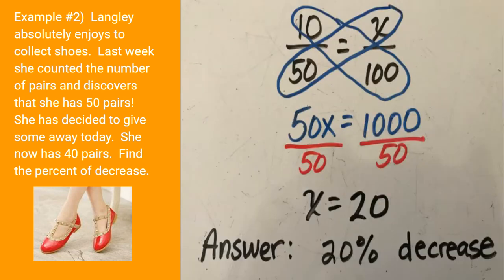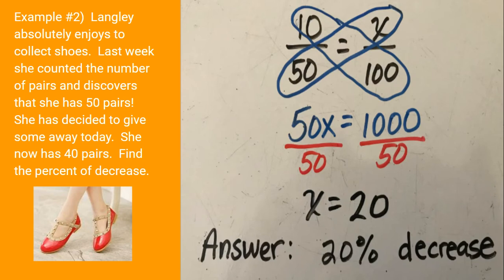Now we use the same strategy, cross products, and you get 50 times x, 50x, 10 times 100 is 1,000, divide by 50, and you get 20. So the answer is 20% decrease.